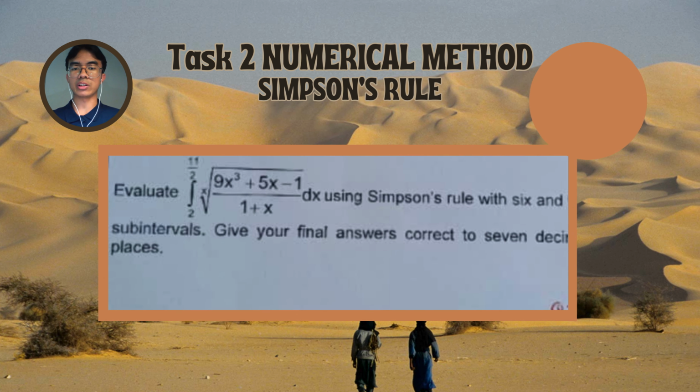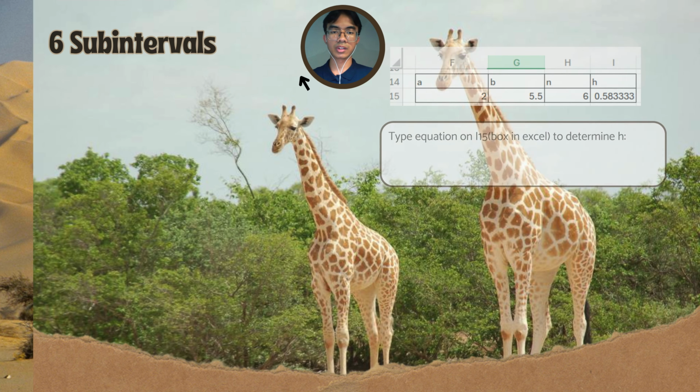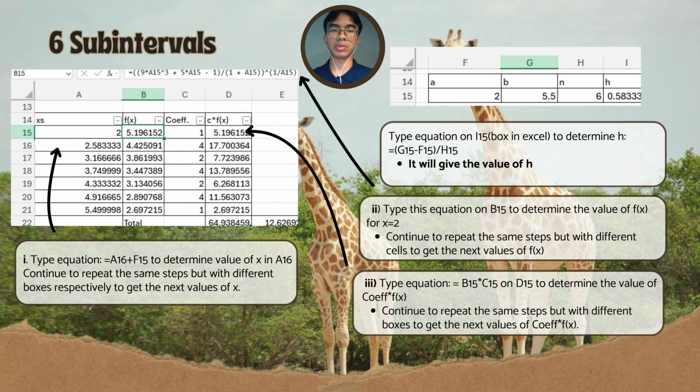Evaluate the following equations using Simpson's rule with 6 intervals. Give your final answers correct to 7 decimal places. Type the equation in F15 boxes in Excel to determine H. G15 plus F15 over H15 will give the value of H.